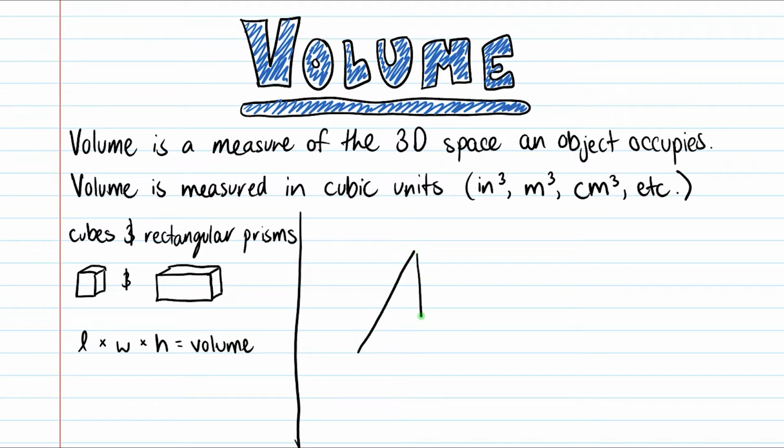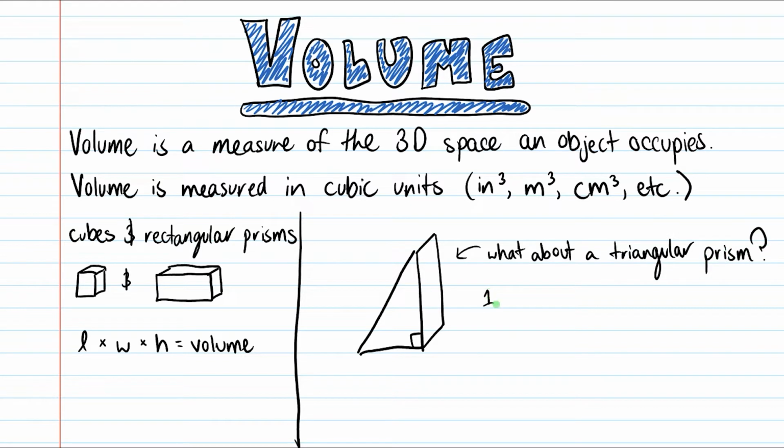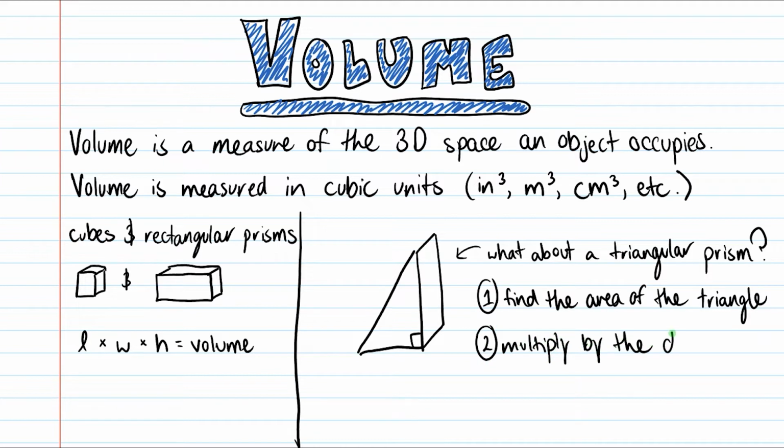What if we had a different shape, like a triangular prism? Here's an example. So again, what about a triangular prism? How do we do this? Step one is to find the area of the triangle, and then we're going to multiply by basically the depth of this figure, which would be the 4 inches.